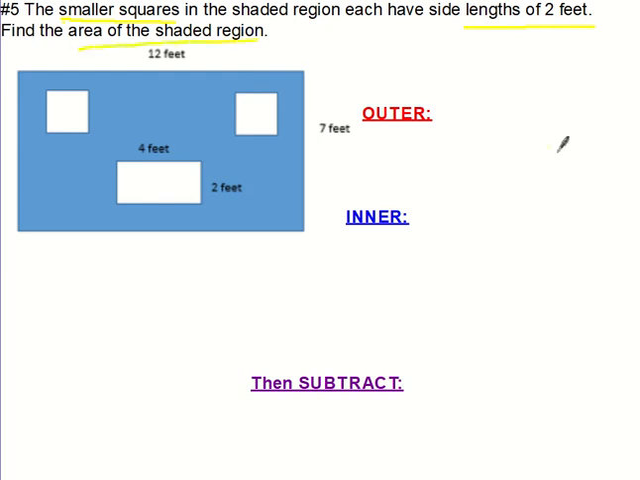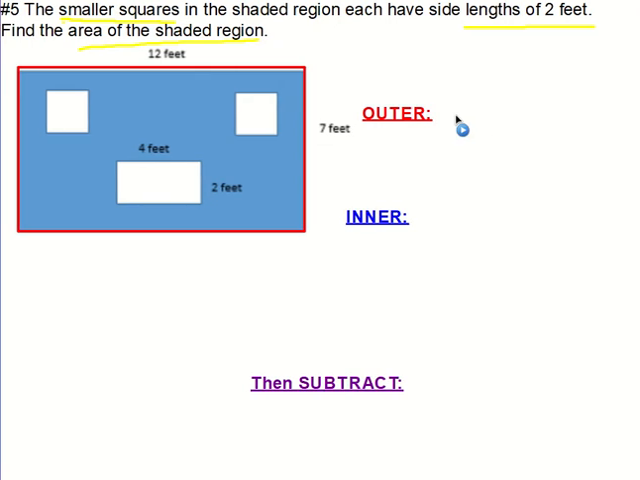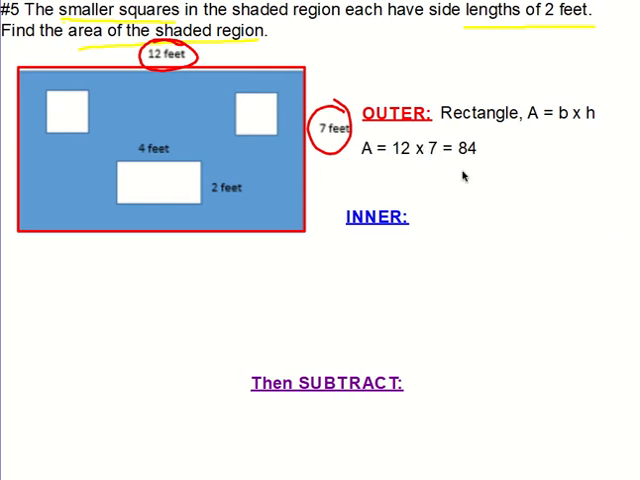So we're going to start with looking at what shape is on the outside of our figure. On the outside of our figure, we have a rectangle. Here's our rectangle. So we're going to find the area of that rectangle. The area of the rectangle is base times height. So for our base and our height, the base is 12 and the height is 7. So we're going to do area equals 12 times 7, and we get 84.